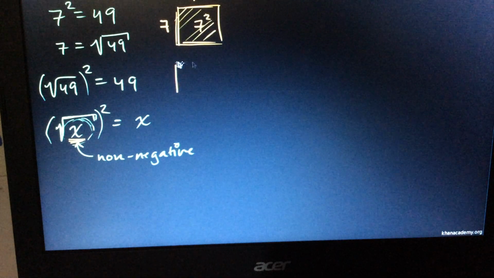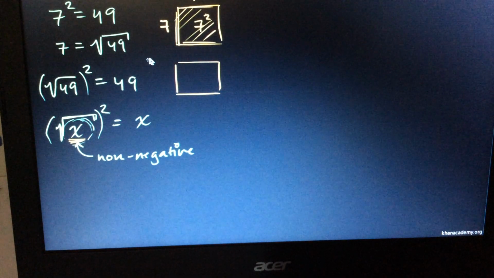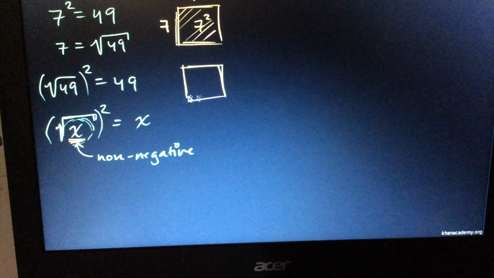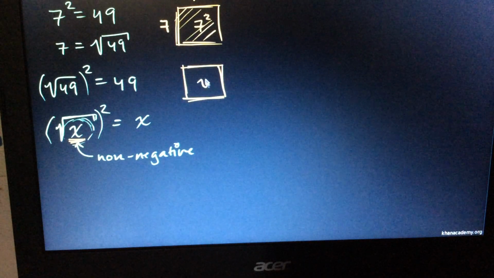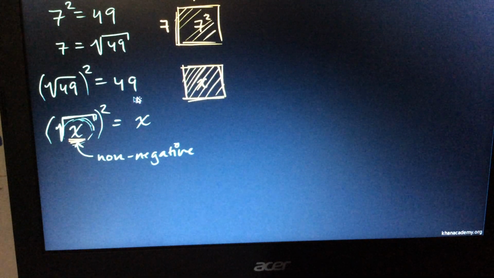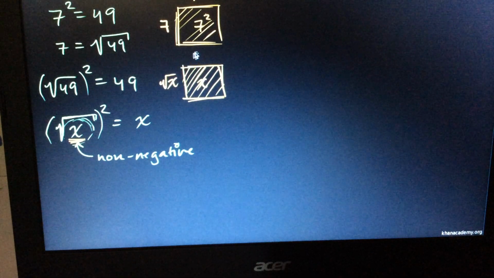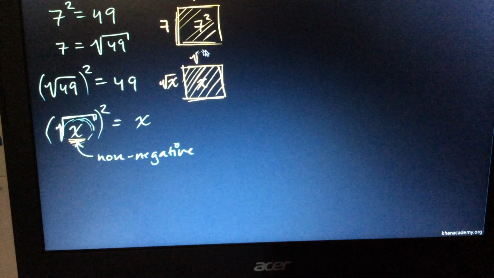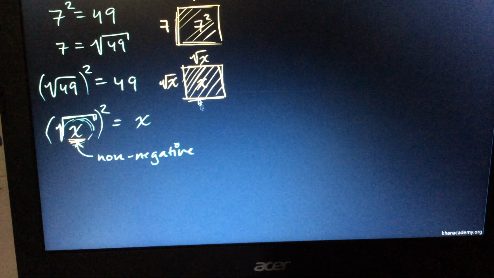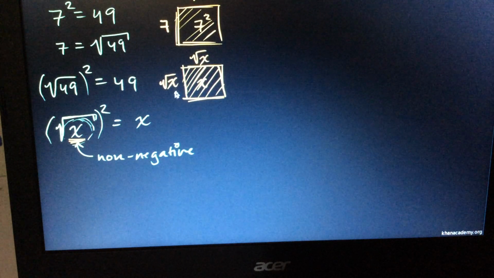Now, if I have a square, and that doesn't look like a perfect square, but you get the idea, all the sides are the same length. If I have a square with area x, what are the lengths of the sides going to be? Well, it's going to be square root of x. All of the sides are going to be square root of x. So it's going to be square root of x by square root of x, and this side's going to be square root of x as well, and that's going to be square root of x as well. So that's where the term square root comes from, where the square comes from.